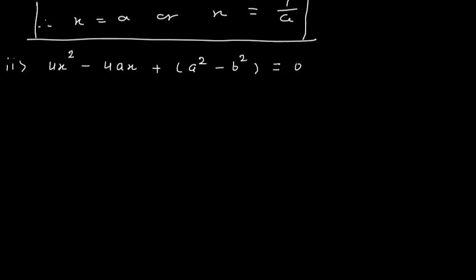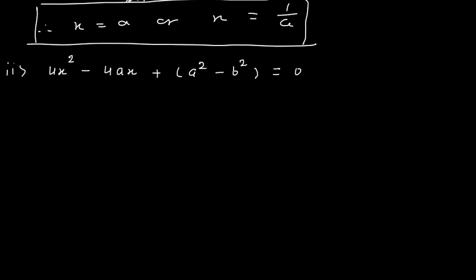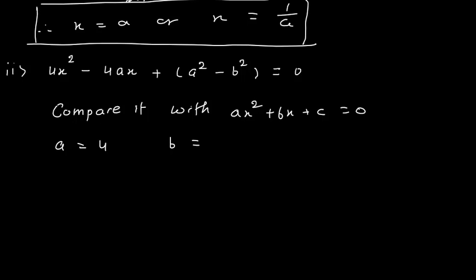Now the second question, we have 4x square minus 4ax plus a square minus b square is 0. So again this is in standard form, so directly we compare it with ax square plus bx plus c equal to 0. So when we compare, we get the value of a as 4, value of b as minus 4a, and value of c as a square minus b square.